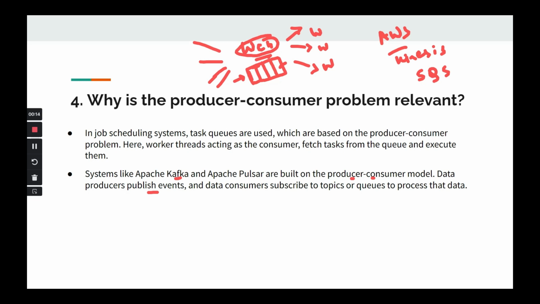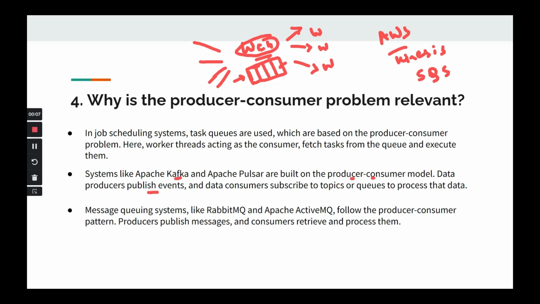Based on what event has happened, they try to process it and take some business decisions. Then you have messaging queues. RabbitMQ and Kafka are very popular names in the industry. They also follow the same pattern.